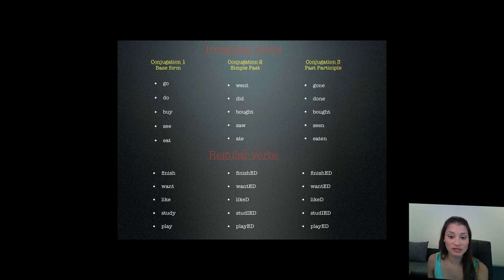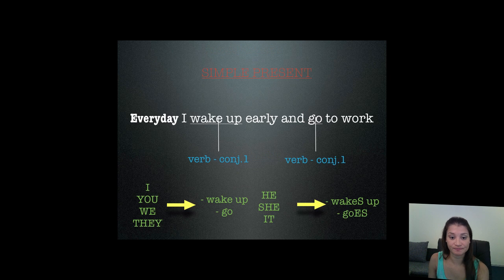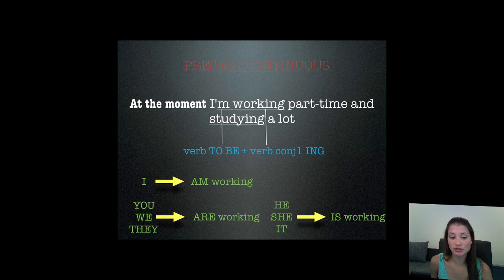Let's take a look at the simple sentences so we know when to use each conjugation. For the simple present, you can see that the verbs wake up and go follow conjugation number 1, so the base form if you prefer. But take a look at something that's very important. If I'm using the pronouns I, you, we, and they, I use the base form. But remember that for he, she, it, we add the s at the end of the verb. So wake up becomes wakes up, go becomes goes. I hope it's clear, so then we can move on to the next one.